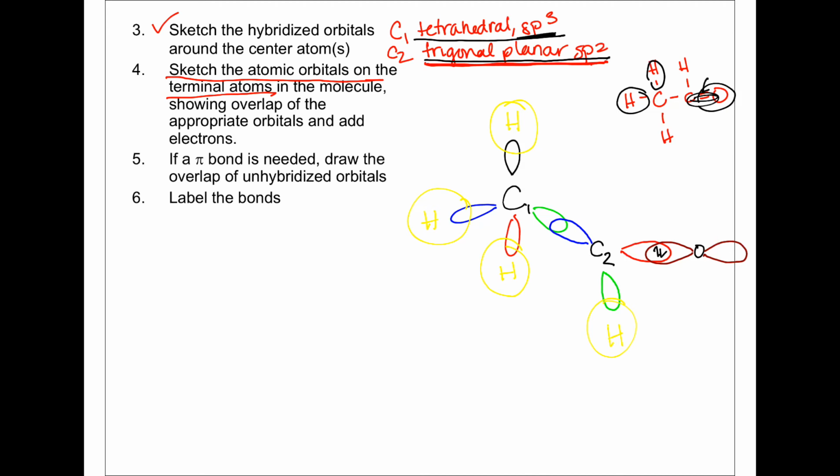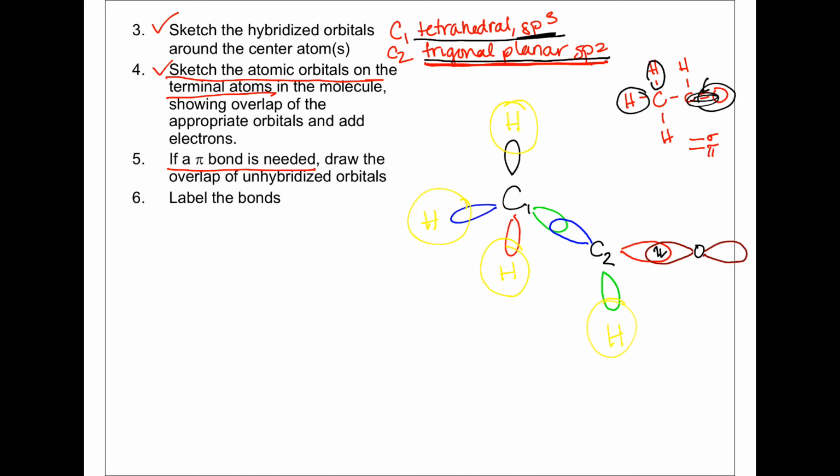I have done most of them, so I've done this part, but if a pi bond is needed, which I do have a pi bond, every time we have a double bond, the first part is a sigma, which I've got here, but the second part is a pi bond, and that's the part that I need to do next. I need to draw a pi bond, and a pi bond is made from unhybridized p orbitals. So I need to draw an unhybridized p around the carbon 2 and an unhybridized p around the oxygen.